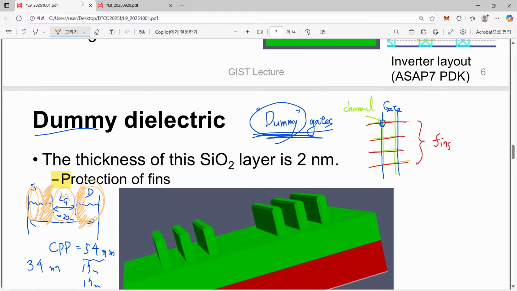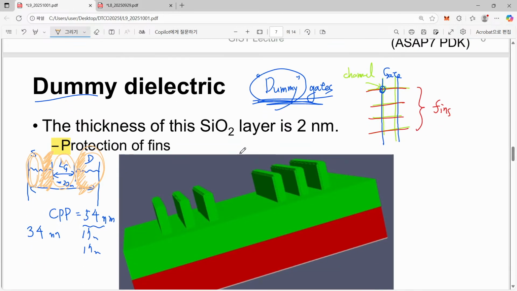So now we will think about this one. CPP is 54, and now we have this kind of relatively tight length scale, so we have to be very careful about doing something. And anyway, the dummy dielectric, its typical value is around 2 nanometer, or about 3 nanometer, depending on the case, as much as I understand.